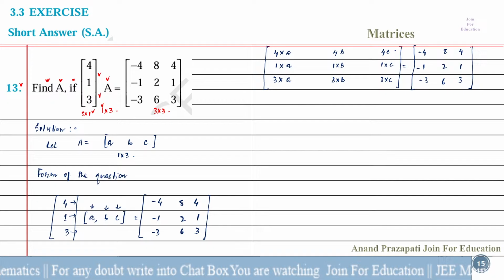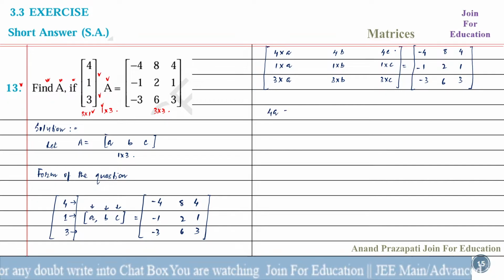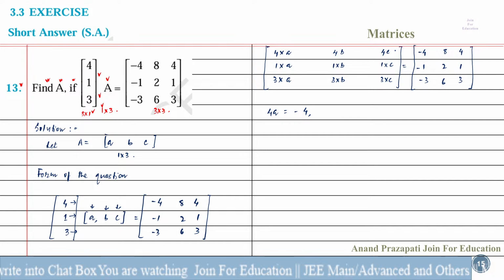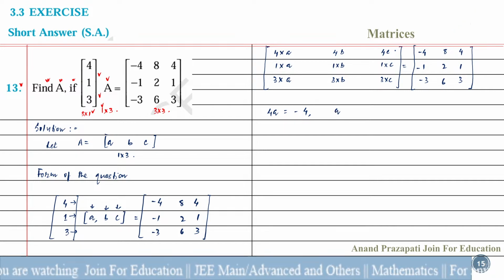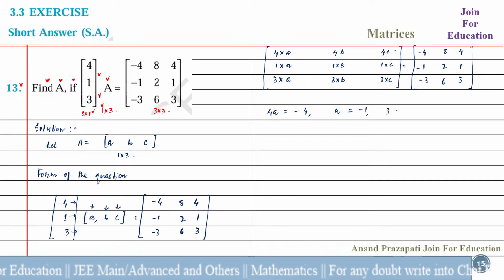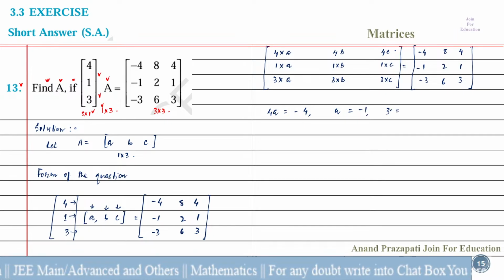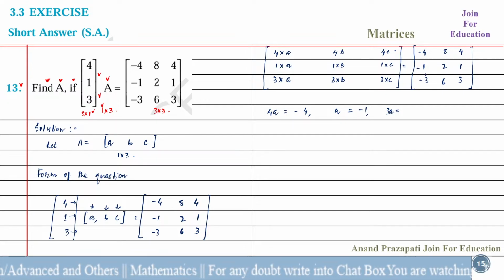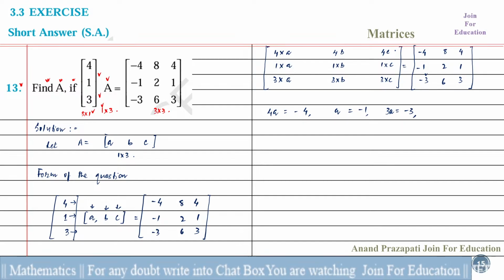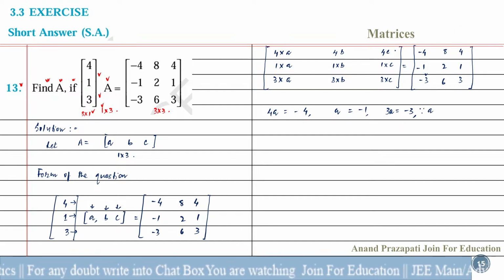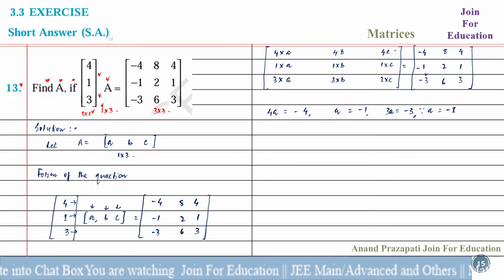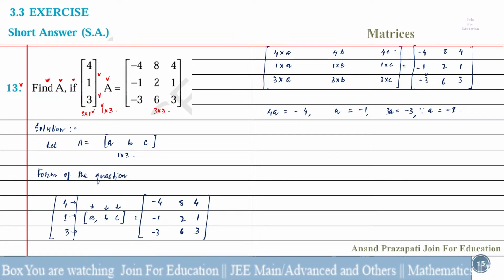So this one will be what? 4a equal to minus 4, and a equal to minus 1, and 3a equal to minus 3. In each case we get a equal to minus 1. There is no problem to understand up to this step.